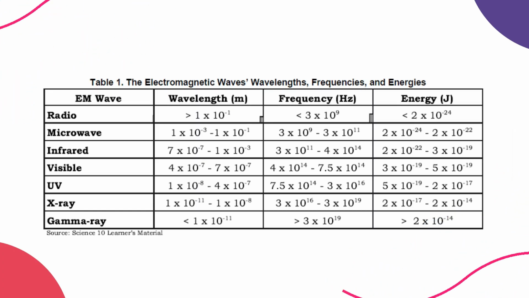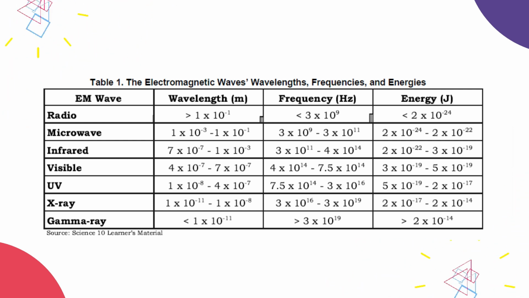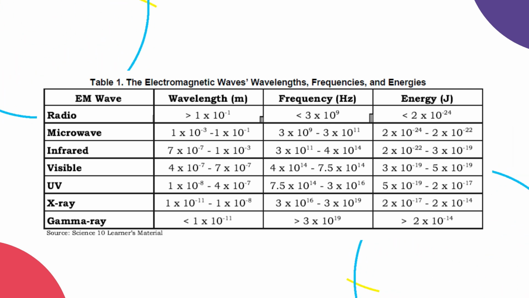On this Table 1.1, you will notice the electromagnetic waves, wavelength, frequencies, and energies. As you go downwards from radio to gamma rays, the wavelength values in meters are decreasing, while the frequencies in hertz and energy in joules are increasing.